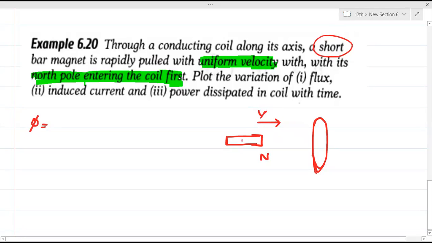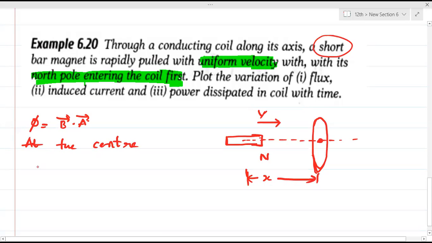When you go with flux यहाँ पे, flux is obviously B bar dot A bar. ठीक है? अब यहाँ पे area तो constant ही होगा. The variable will be in terms of the magnetic field. Okay. So at a point on the axis, अगर ये distance x हो गया दोनों के बीच में, ठीक है? तो at the center तो हम directly बोल सकते हैं ना, the center, the field is what? At the center, the field is mu0 by 4 pi into 2m by x cube. This is at the center.